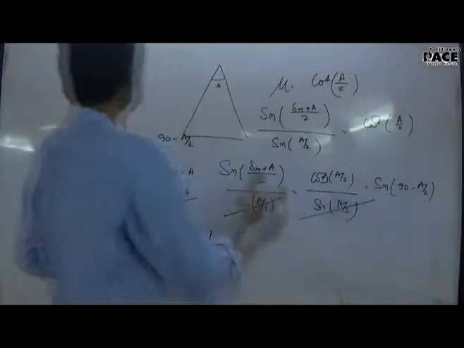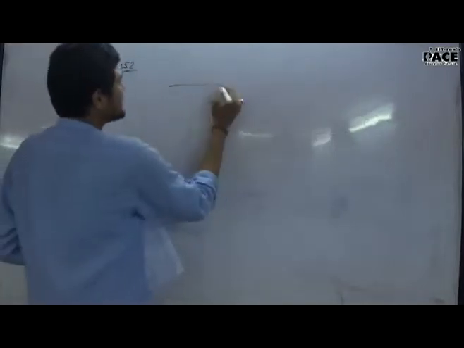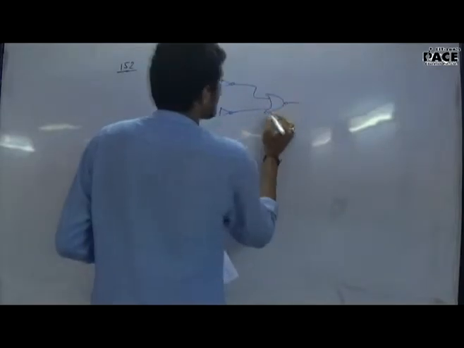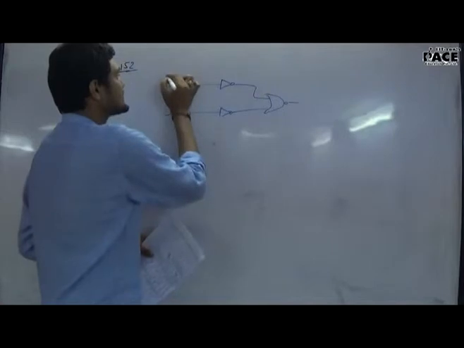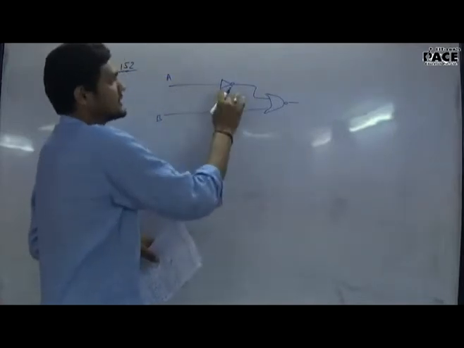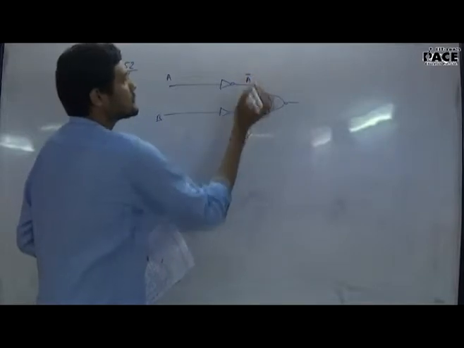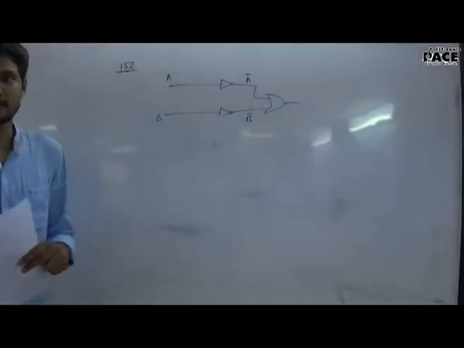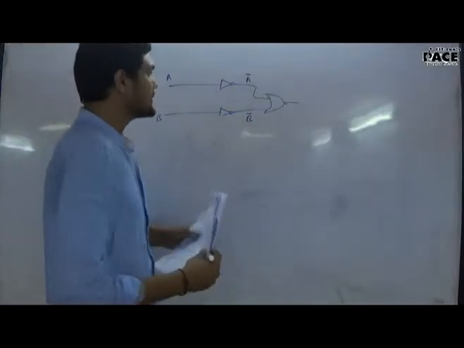For question number 152, we have to find the representation of the logic gate. We can solve it by Boolean algebra also. This is a NOT gate. Let's call the inputs A and B. After the NOT gates, the outputs are A bar and B bar. And this is an OR gate, that basically adds the inputs.